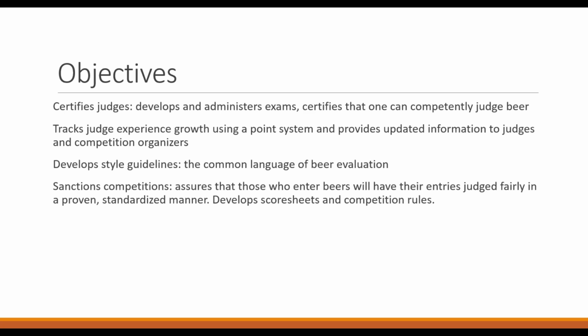Third, a very important objective: develop style guidelines. And we'll see that this is quite important because there are so many different styles of beer, and what could be a positive characteristic of one beer would be a negative characteristic in a different style. So you do have to have correct style guidelines, and that's one of their main objectives, and probably one of the best known documents is the style guidelines.